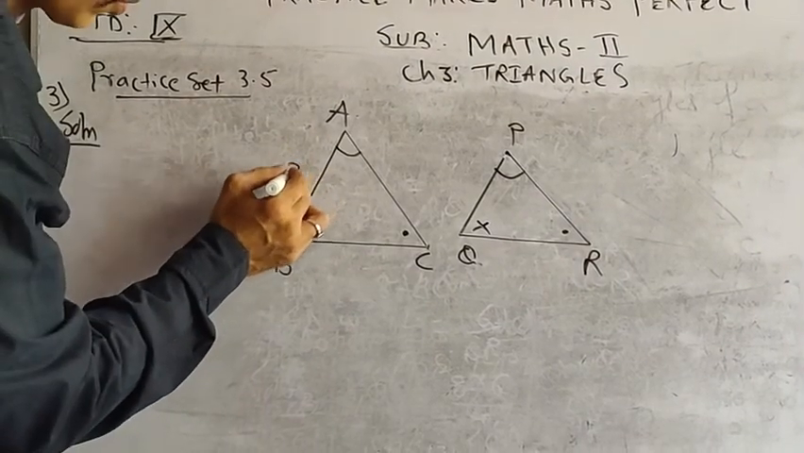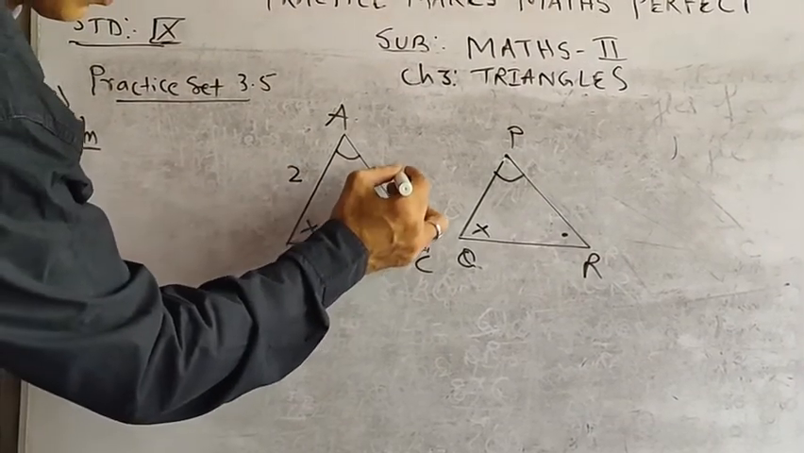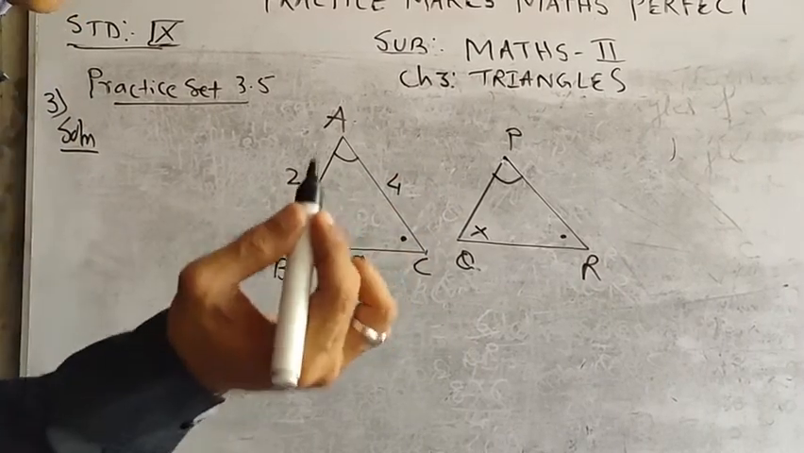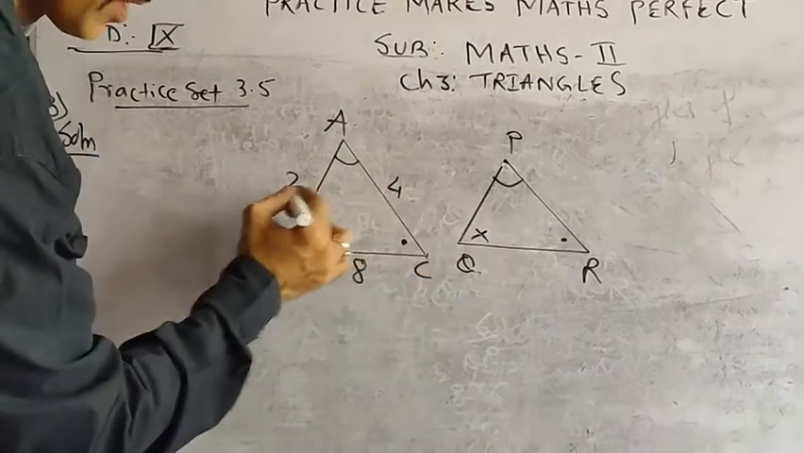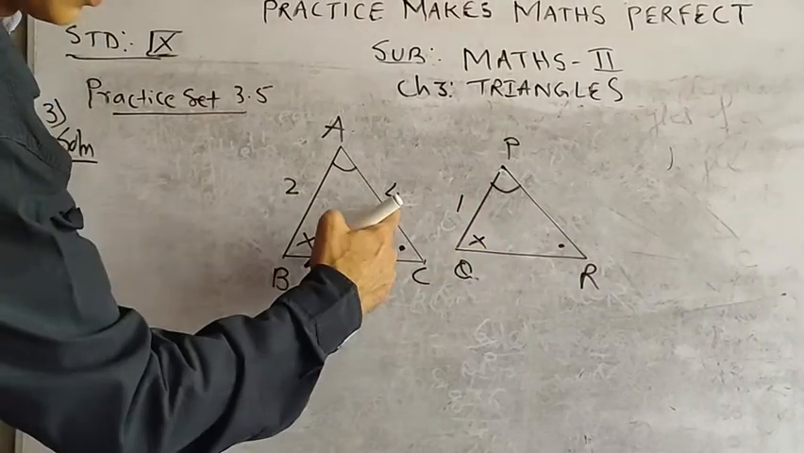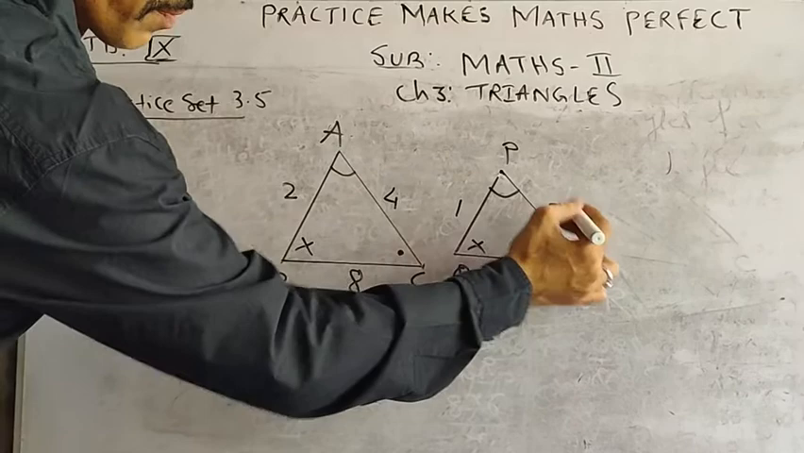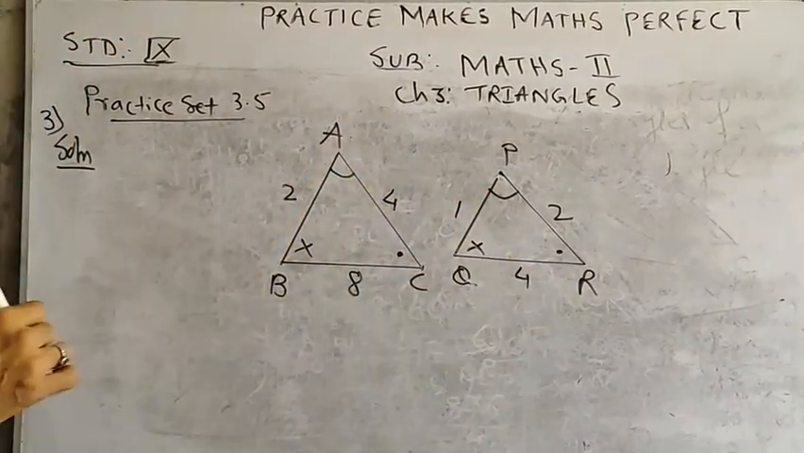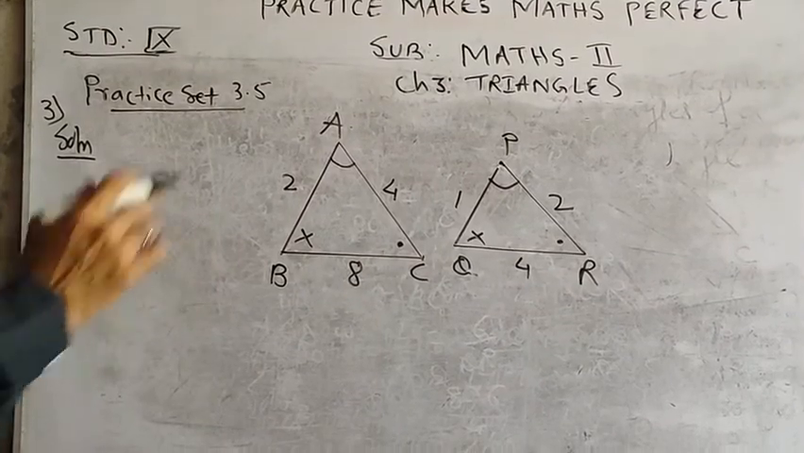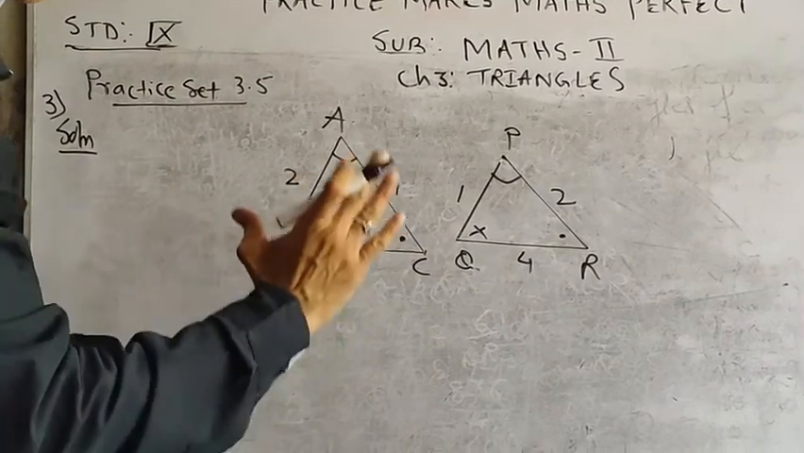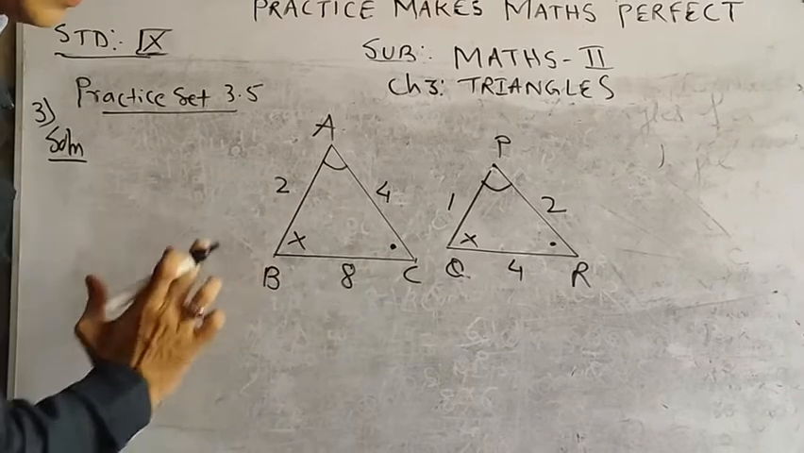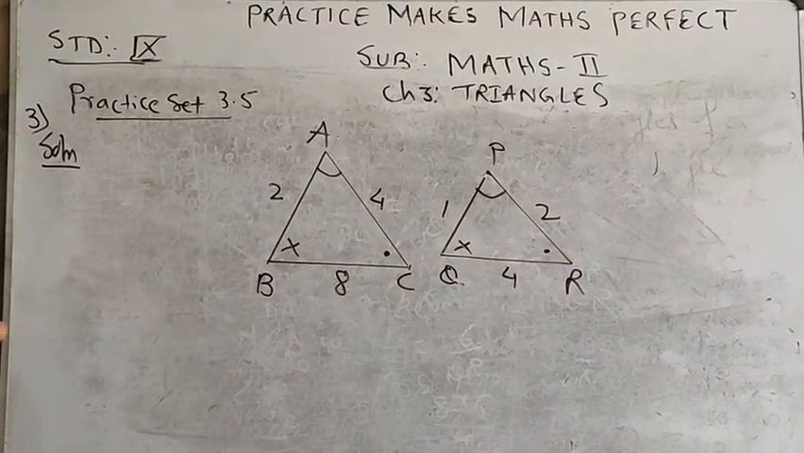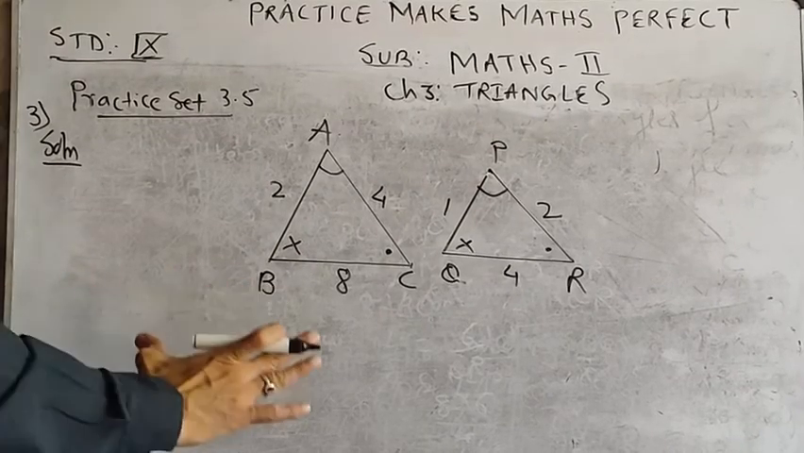So I am giving here 2, 4, 8. Any number you can give. And here I will give half of this, 2 becomes 1. Here I will give half of this 4, 2. And here half of 8, 4. 1, 2, 4. Okay, you just have to draw the diagram and show these angles by sign and the sides by number. Sum is completed.